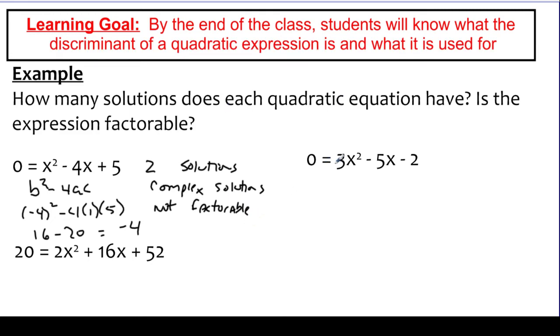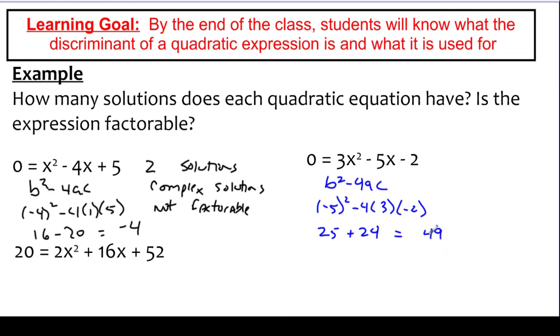The second one is saying, can I factor this expression? How many solutions are there? What types of solutions? So I'm going to do the same thing. b squared minus 4ac. Well, this looks like negative 5 squared minus 4 times 3 times negative 2. Well, this is 25, and this comes out to be negative 12. Negative 12 times negative 2 is positive 24. So it looks like my discriminant is 49.